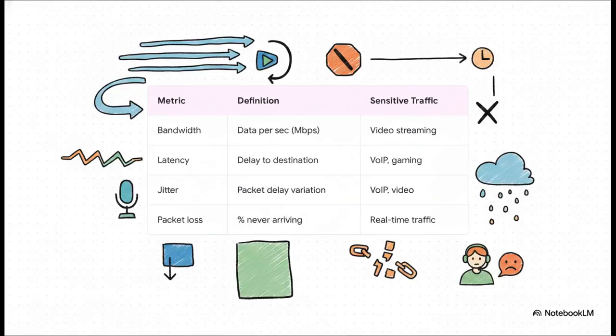Now you might be wondering, why exactly are our VIPs so incredibly demanding? Well, it all comes down to the metrics we're managing. Bandwidth is just your raw throughput. That's what video streaming absolutely craves. But then look at latency, which is the delay from source to destination, and jitter, which is the variation in that delay. A file download absolutely does not care about jitter.